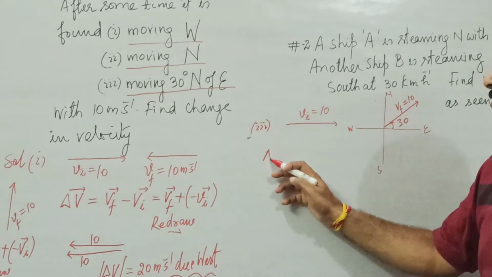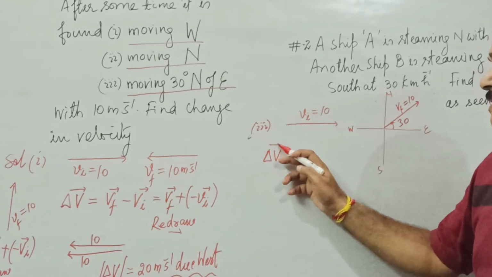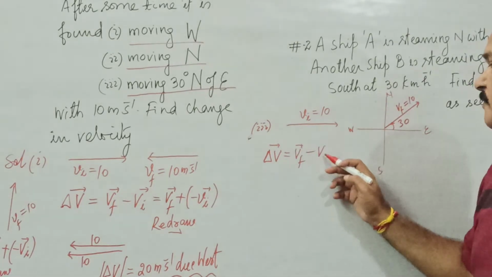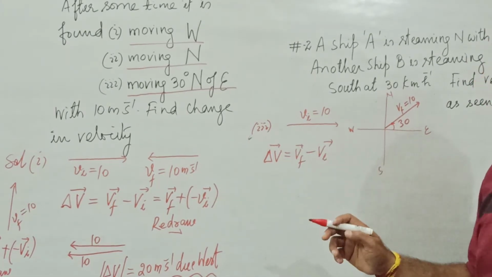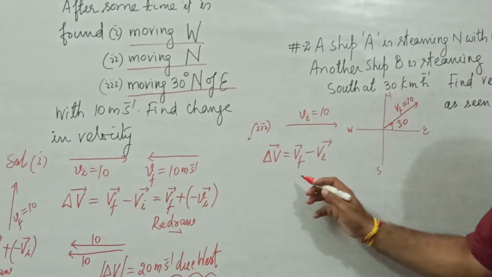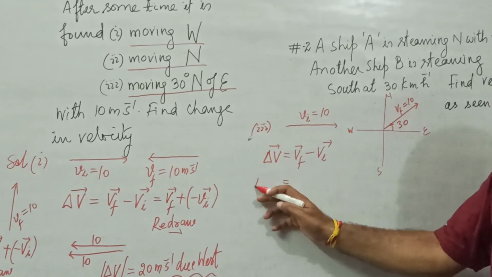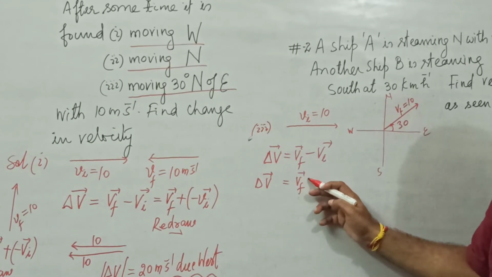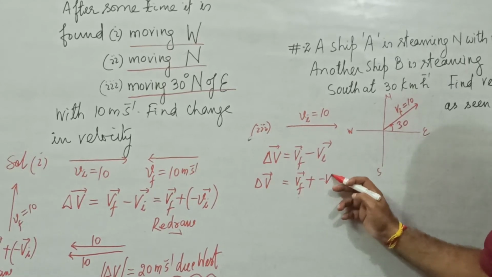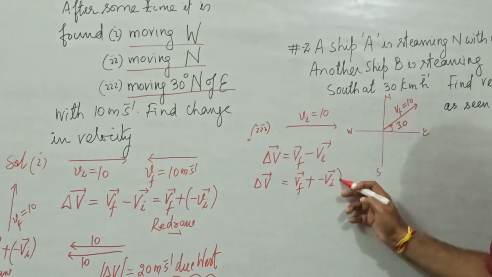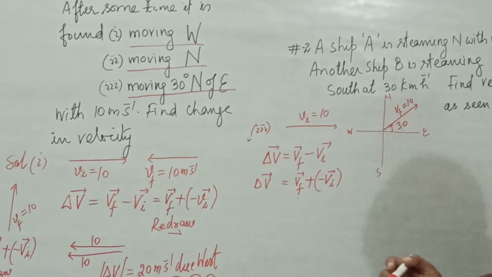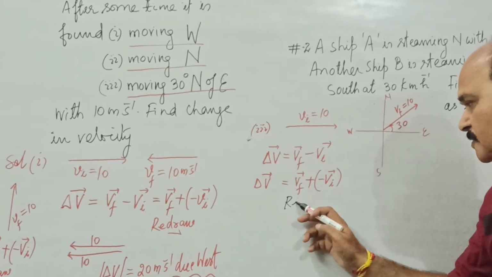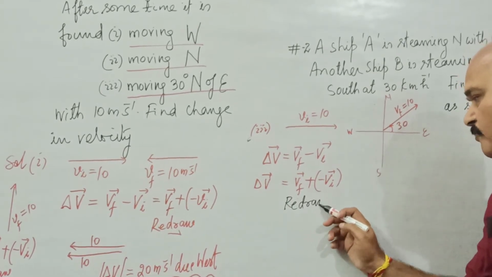We are going to find out the change in velocity. Change in velocity is final velocity minus initial velocity. This simply means we are going to find the sum of the final velocity with the negative of the initial velocity. Let us redraw these two vectors.